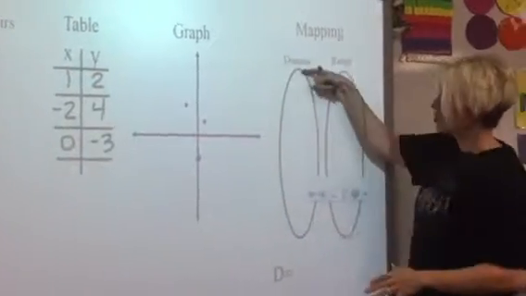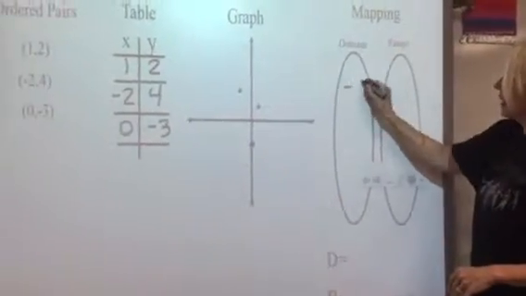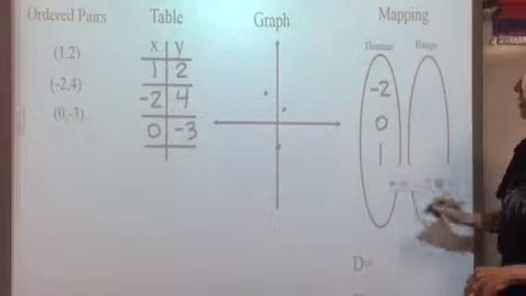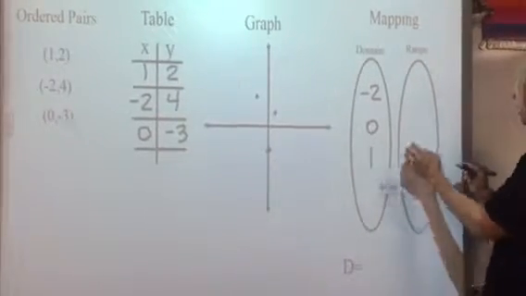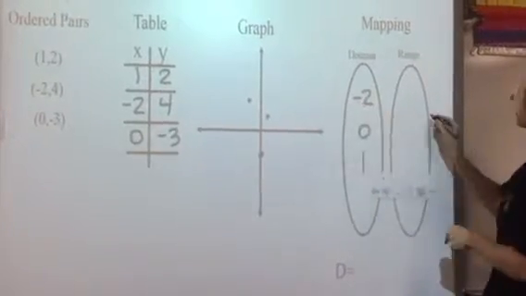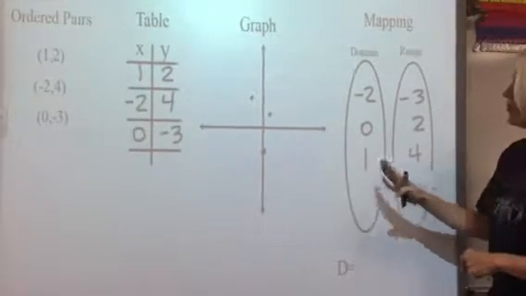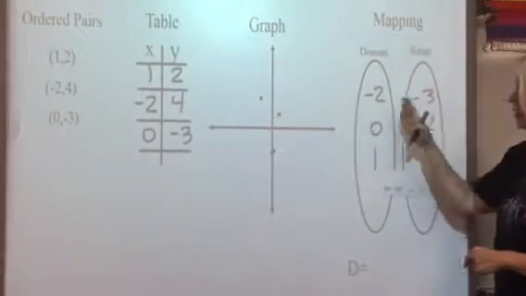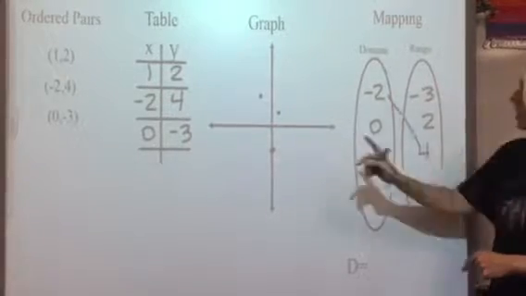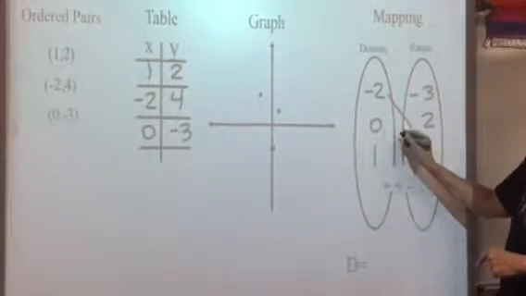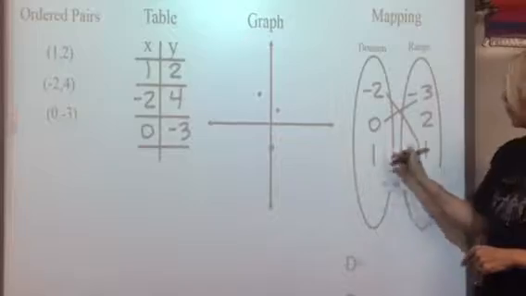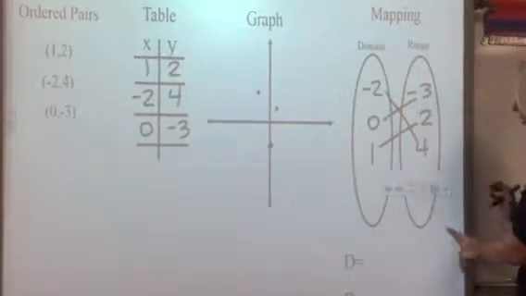For the map, the domain would be the x values, so that would be -2, 0, and 1. You do have to go in order on a map. The y values that we have here are -3, 2, and 4. And remember, I go from the -2 to the 4. I go from the 0 to the -3, and I go from the 1 to the 2. So this is my map.